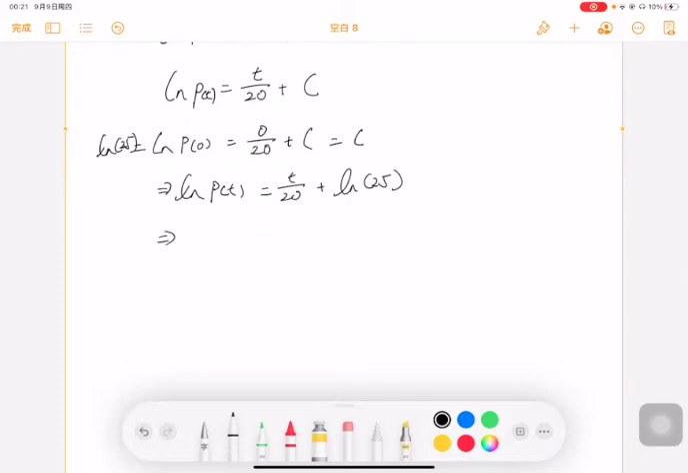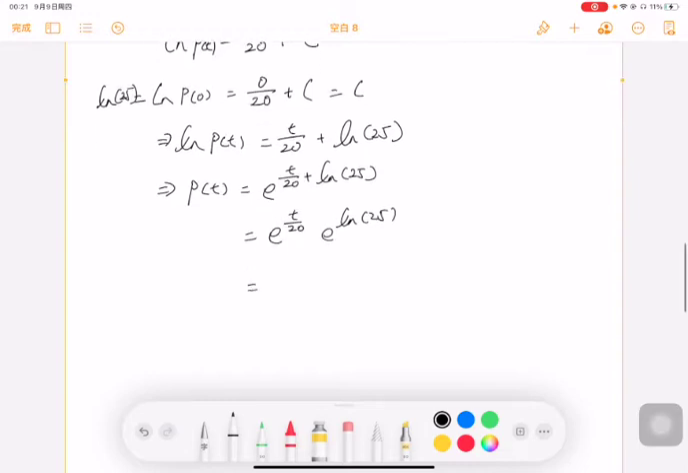Now to get an explicit solution, we need to exponentiate both sides. So we get P of t equals e to the t over 20 plus ln of 25, equals e to the t over 20 times e to the ln of 25. Now e and ln cancel out, so you just get 25 times e to the t over 20. So that's the final answer here. Oh no, sorry, that's not the final answer. This is just the amount of the concentrate in the tank at time t.